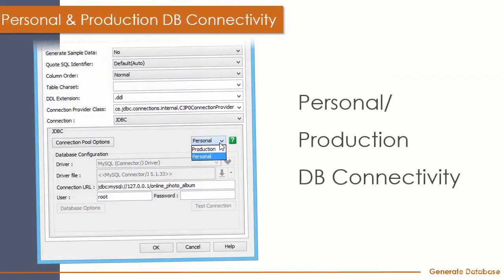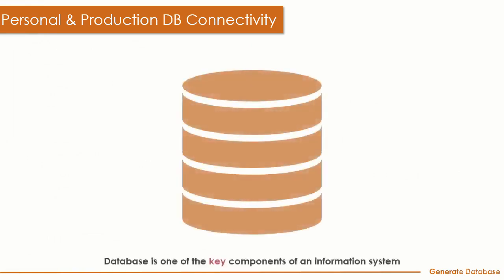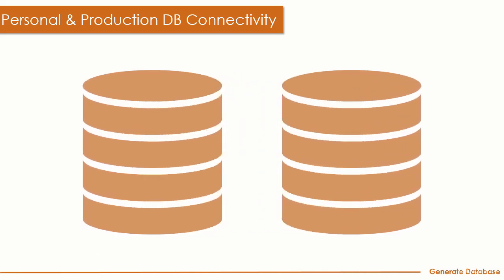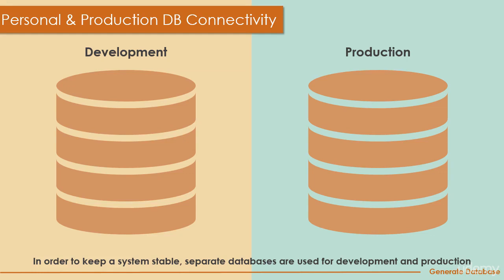Now we move on to a very interesting topic: personal and production database connectivity. Database, as we mentioned before, is the key component of an information system. You store all the long-term data in the database. Typically, you will have two databases. One is development, and the other is production. To keep the system stable, your team needs to work on development rather than on production. Otherwise, some mistakes will damage the users immediately.